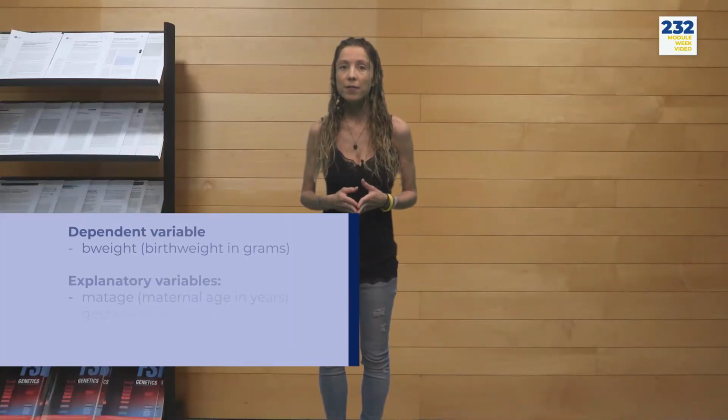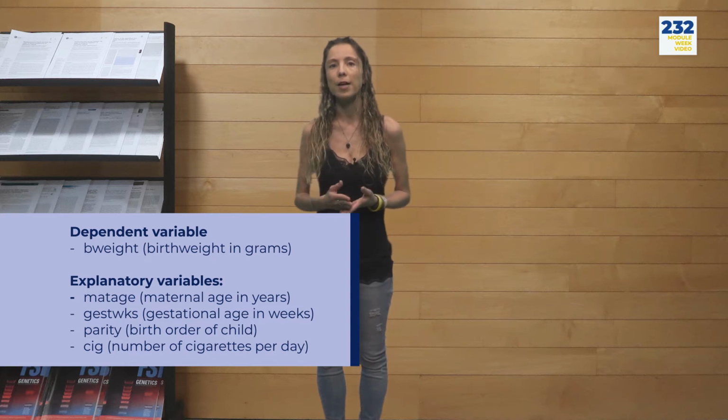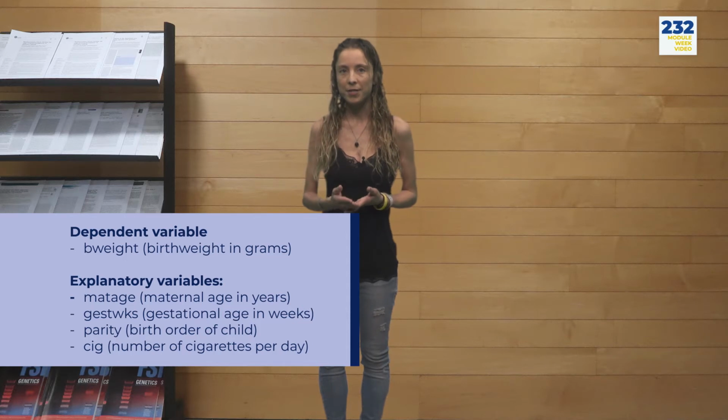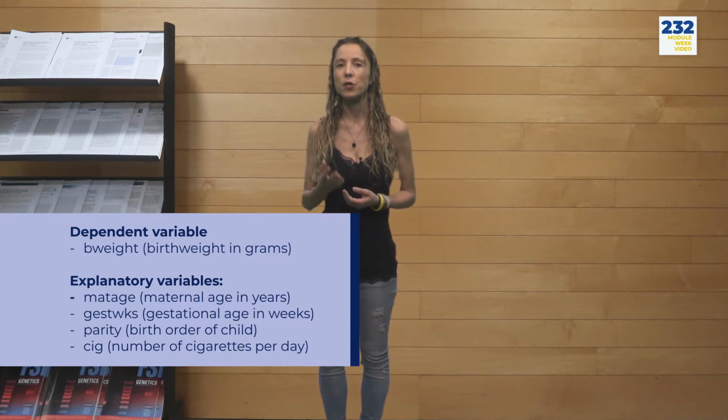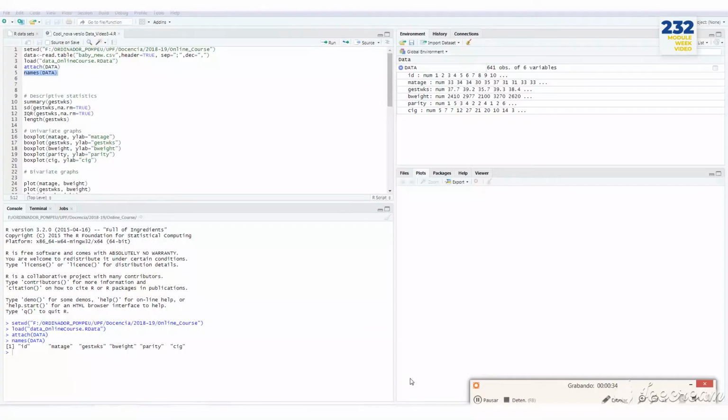The dependent variable in the regression model that we will adjust is birth weight in grams, and the explanatory variables are maternal age in years, gestational age in weeks, birth order of child, and number of cigarettes per day. In any regression study, it's important to know how the variables are intended to be analyzed. In a first analysis, the descriptive statistics of each one of the quantitative variables of the study are studied.